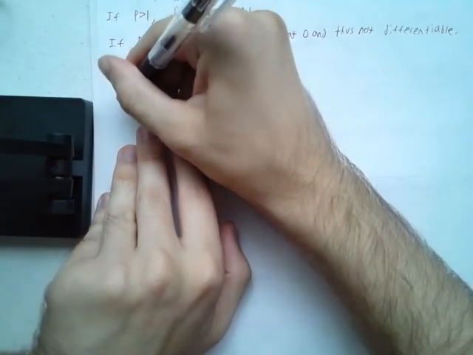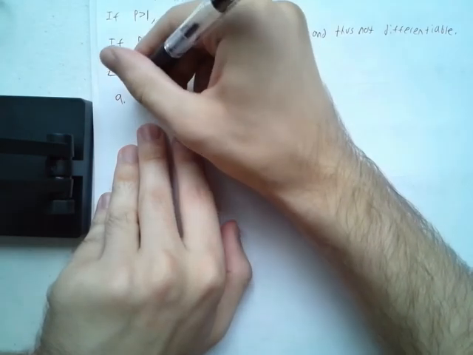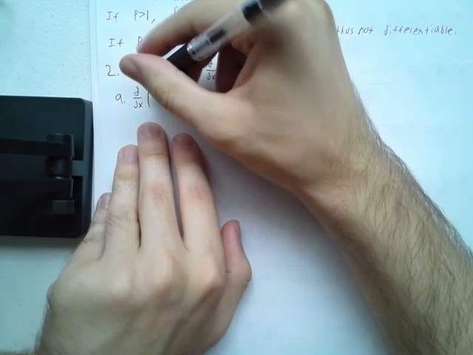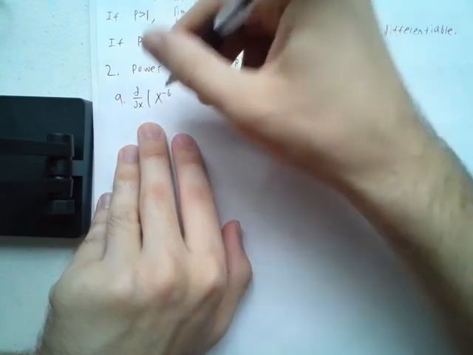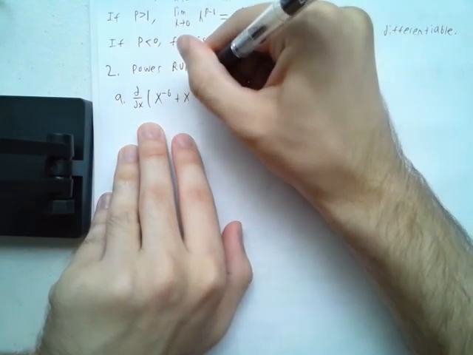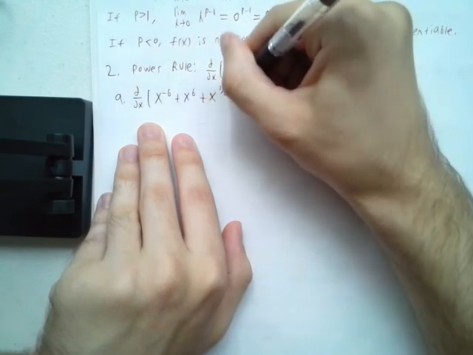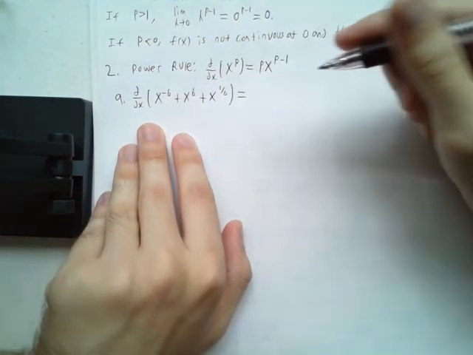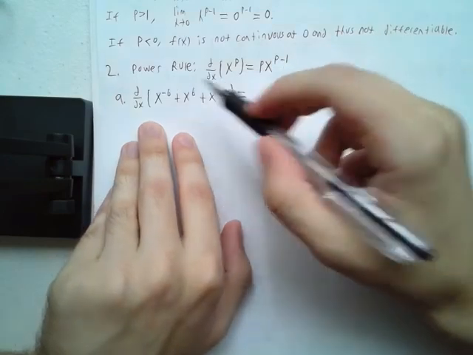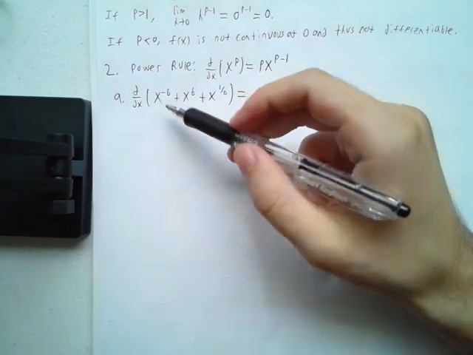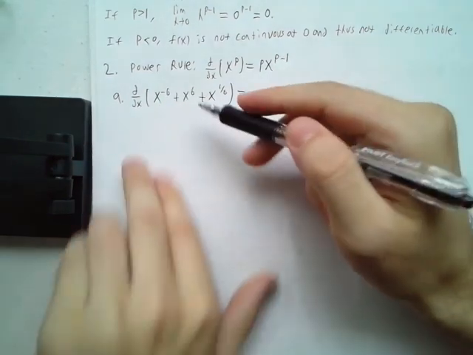So let's take a look at part A. We're asked to take the derivative of x to the negative 6 plus x to the power 6 plus x to the power 1/6. So we apply the sum rule to say that we can take the derivatives of each of these things individually, and then for each of these terms we use the power rule.